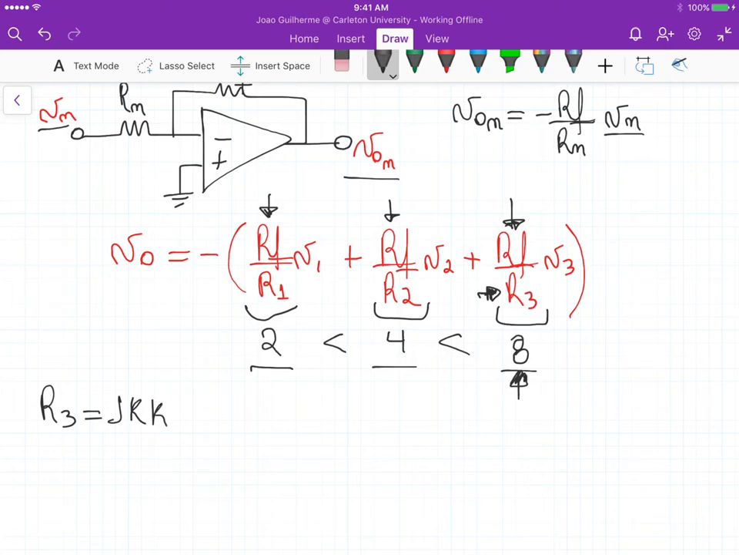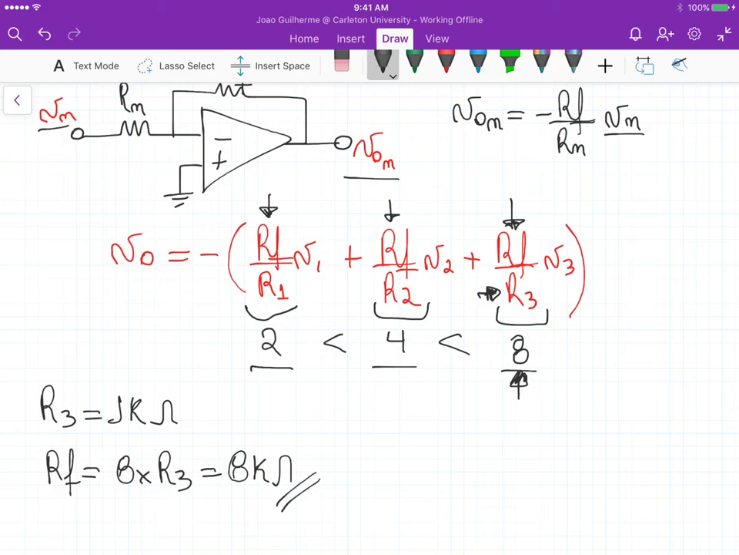And because for V3 we need this ratio equal to 8, it means that RF should be equal to 8 times R3, which gives us 8k. So 1k ohm and 8k ohm, right? But this RF is common to all the other ratios that we have. So now we know RF for the other two ratios.